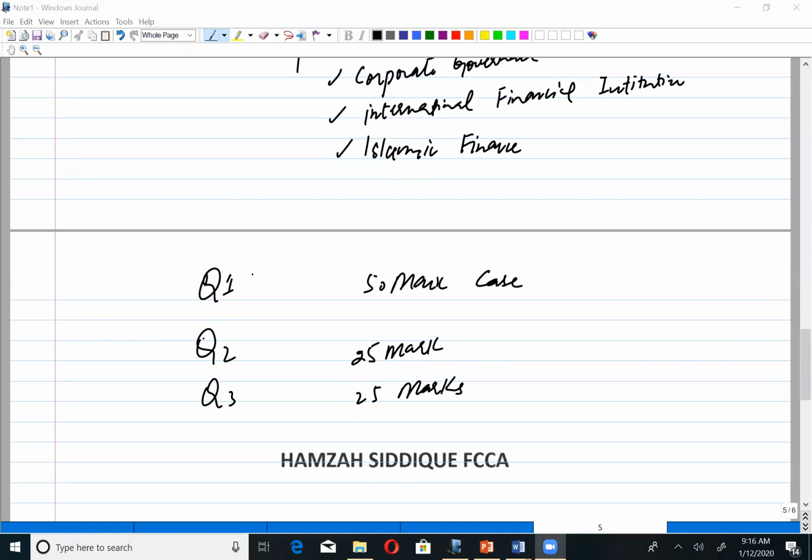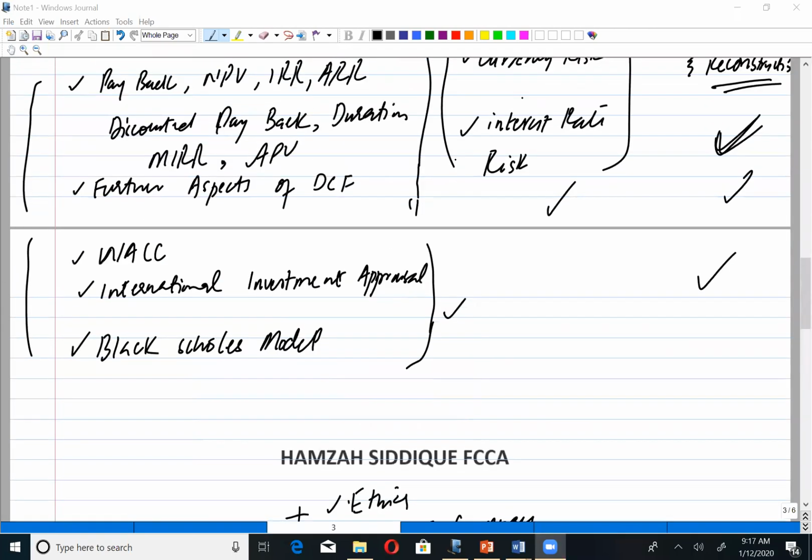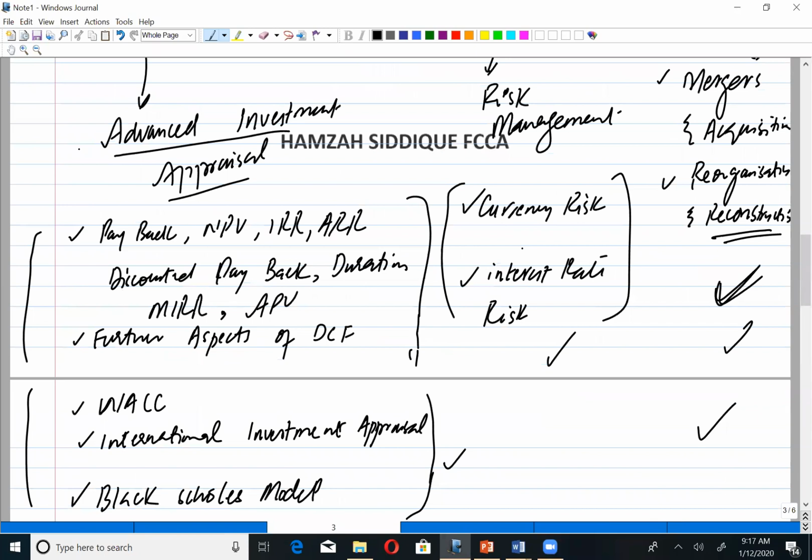Students, how will we proceed? We will start with investment appraisal today itself. This is the first topic to be done. Then we will be doing risk management. Then we will be shifting towards the remaining area of your syllabus, and after that, we will be doing merger and acquisition at the end.